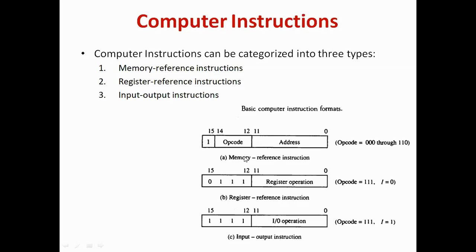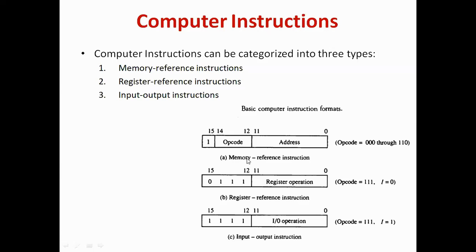What operation is to be performed in a memory reference instruction will be given here. For example, if this is 000, that will mean the AND operation. AND is to be done between the contents of the accumulator and the operand that is at this address. It may be a direct or an indirect address. And if this is 001, that means the add operation, and so on.